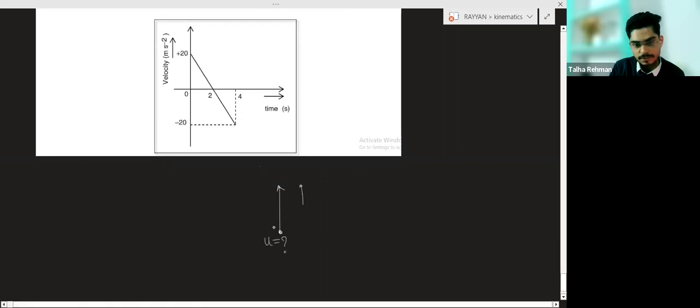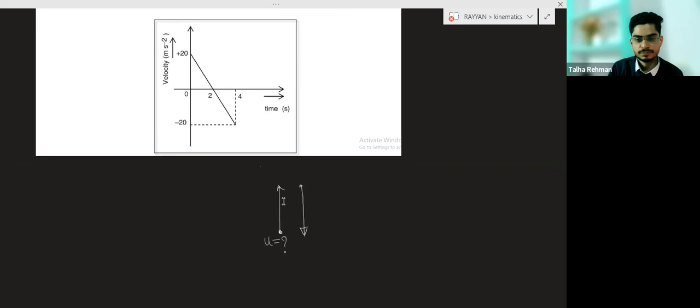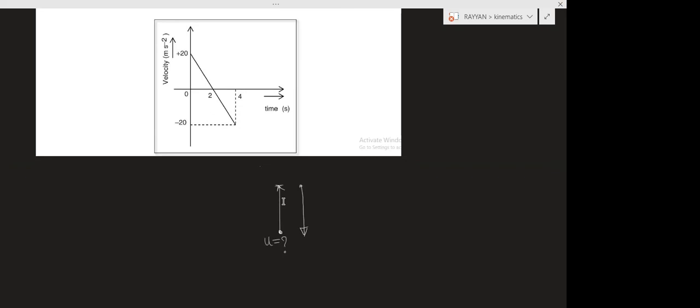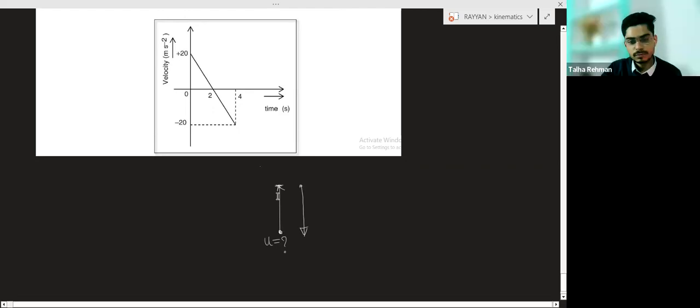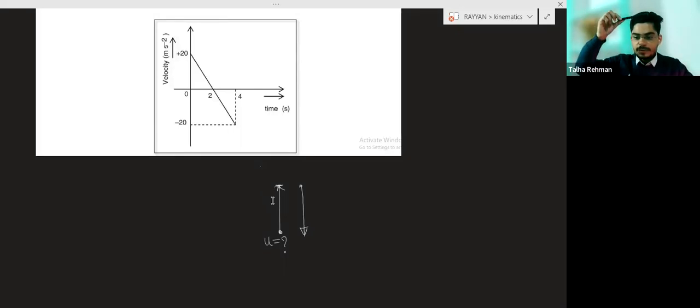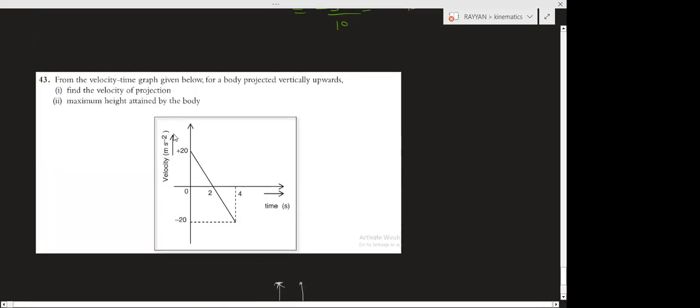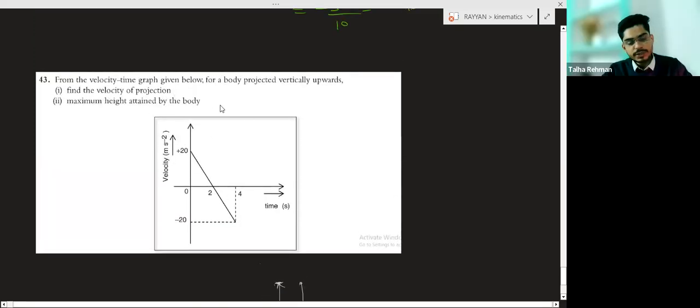Now, after some time, the body will come back to the ground if the body is thrown from the ground. And this is the maximum height of the body. After going to a certain height, the body will stop and it will come back. Okay. So find the velocity of projection. Velocity of projection they are asking. So how will we calculate?